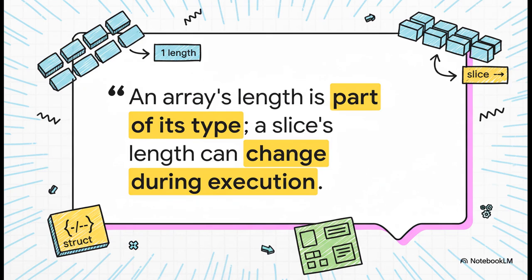An array's length is set in stone, part of its type. A slice's length can change whenever you need it to at runtime. That's exactly why you'll see slices used almost everywhere in Go. Even though, remember, there's always an array backing them somewhere.